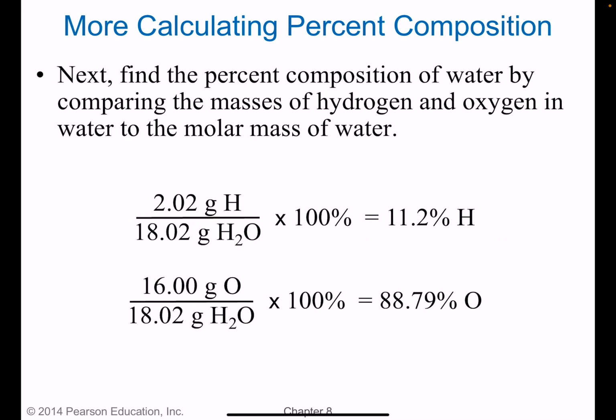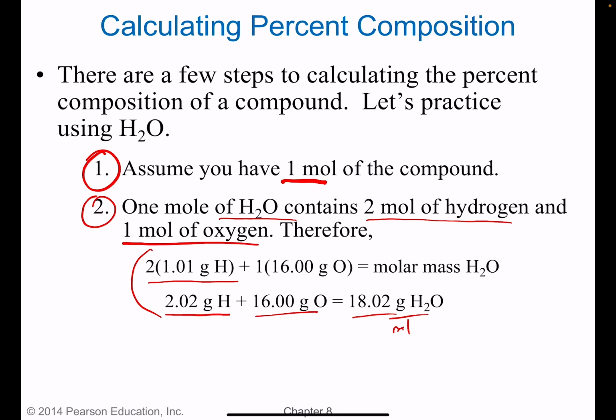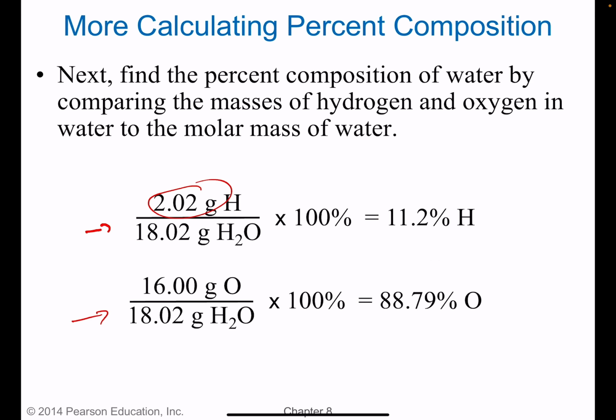Then to find the percent composition, it's basically the part over the whole. So the part of water that is hydrogen divided by the whole thing, and then the part of water that's oxygen divided by the whole thing. The hydrogen part was about 2.02, which we got on the previous slide, and the oxygen part was about 16. So here they have 2 over 18 and 16 over 18, and that's where we got the 11% and the 89% values that you saw on the previous slide. And with both of these, of course, we multiply by 100% to turn the decimal into a percent.